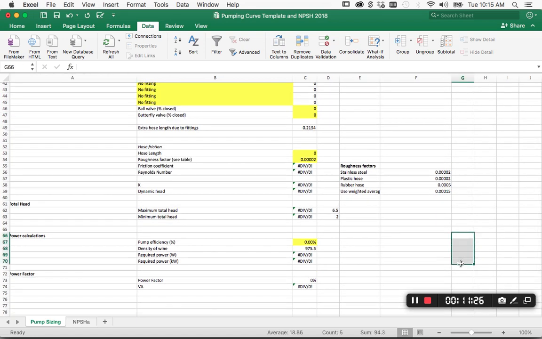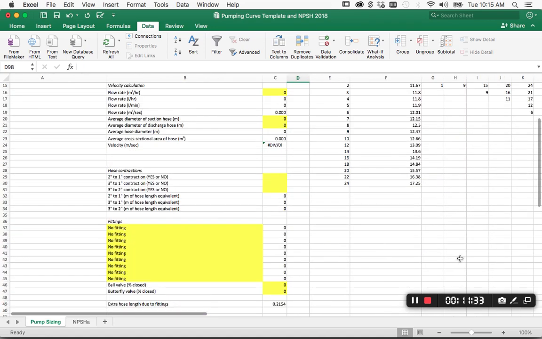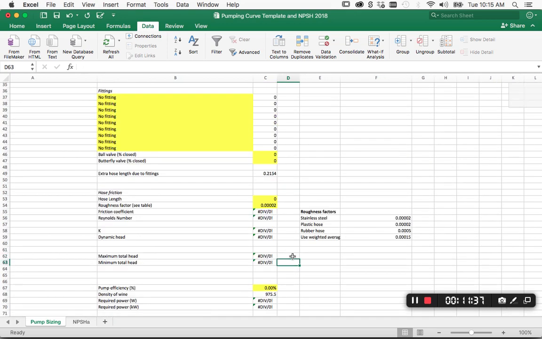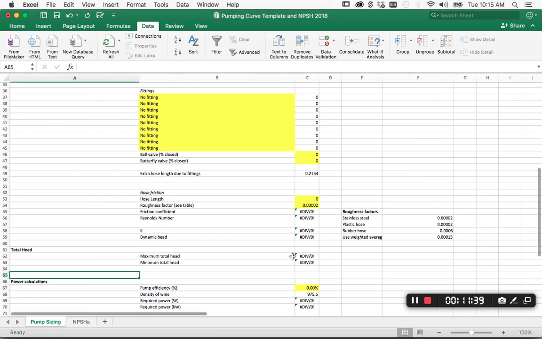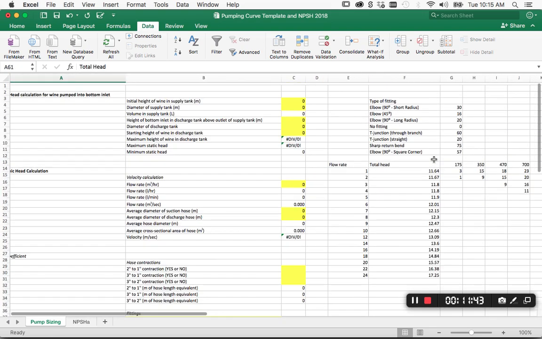Here I've got some calculations that I did when I stuffed up the video before, which I think I'm in the process of doing again now. I'm not sure if I edited those numbers or not, but I've got rid of them. And then it calculates total head. So let's go through this.